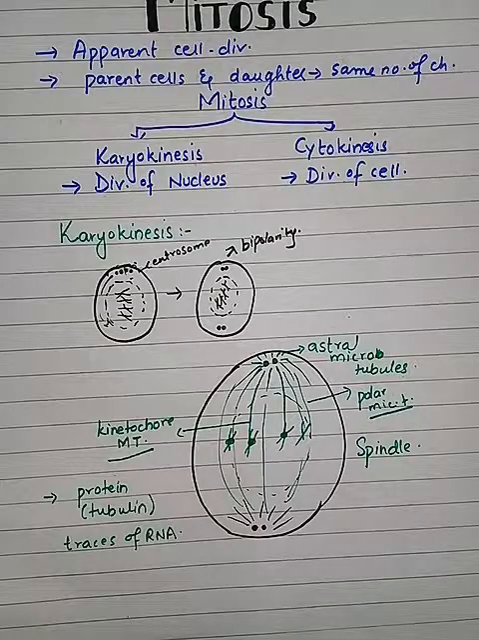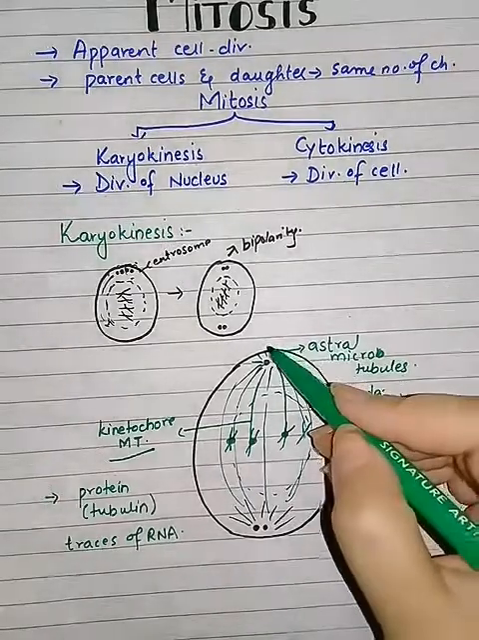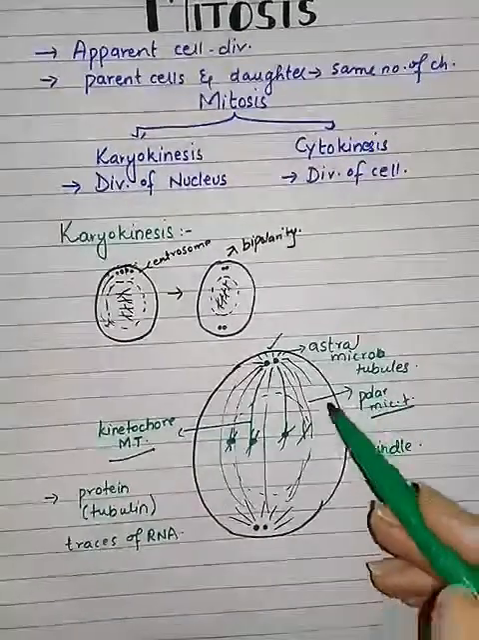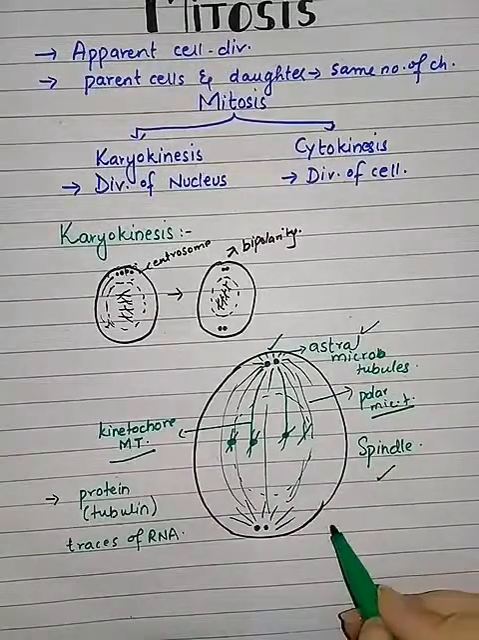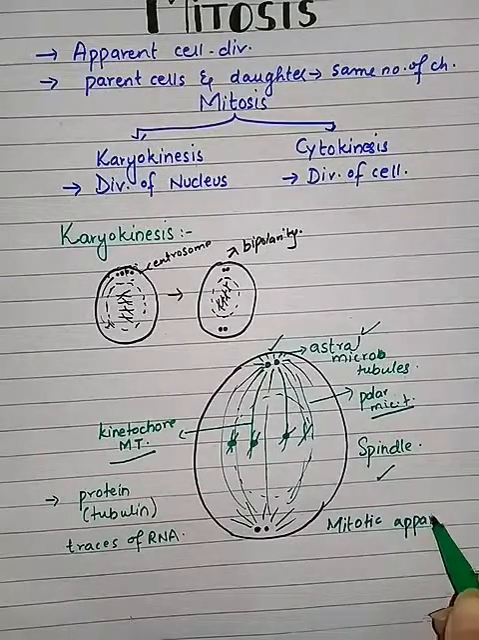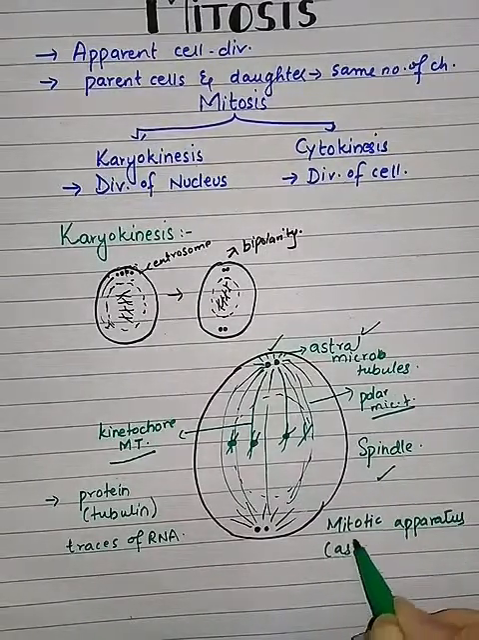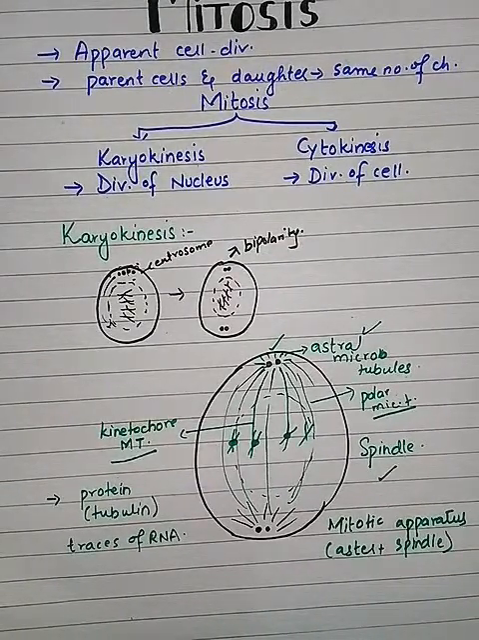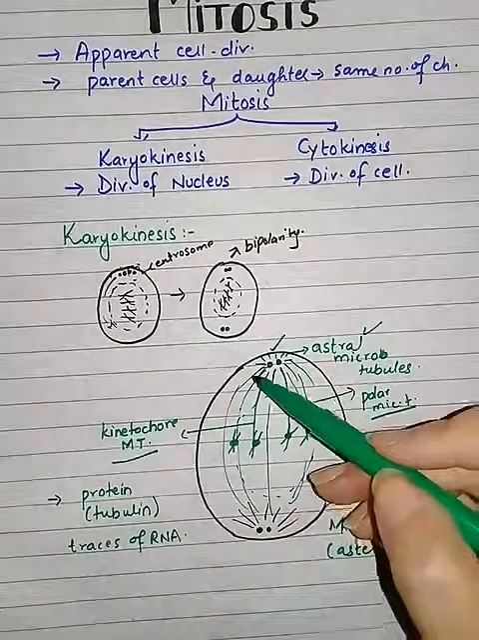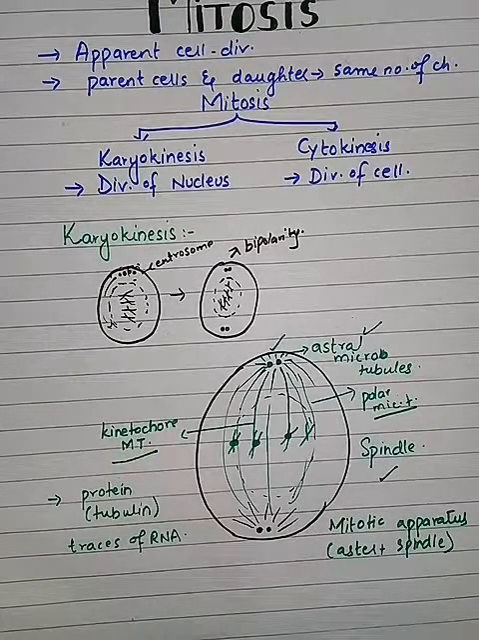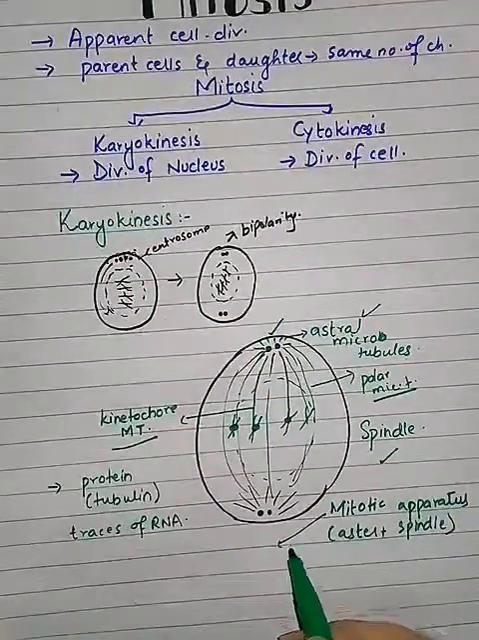Now this specialized microtubule structure includes the aster. Asters are the fine microtubules that are not involved in the handling of chromosomes, plus the spindle. The aster and the spindle together are known as the mitotic apparatus. The aster plus spindle. Now this mitotic apparatus will be larger than the nucleus. As you can see, it is covering almost the whole area of the cell, and it is designed specially to attach and capture the chromosomes.